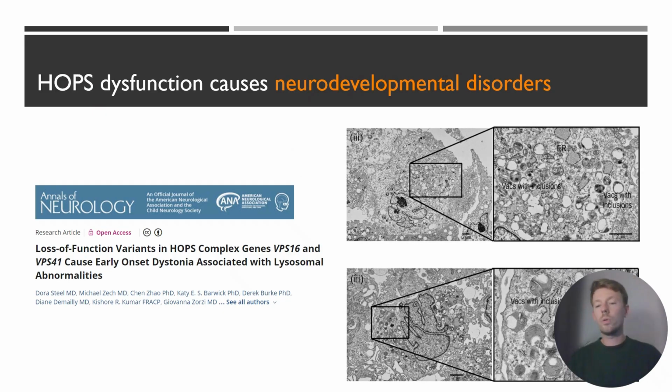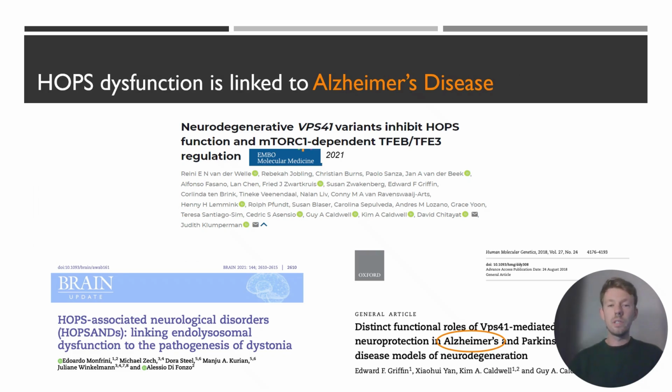And why is it so important to study the HOPS complex in the context of neuronal health? We know from previous studies that mutations in HOPS subunits can actually cause neurodevelopmental disorders. And what we see in these neurodevelopmental disorders is that there are accumulations of endosomes and lysosomes, which is very reminiscent of what we see in Alzheimer patients. Moreover, recently, HOPS dysfunction has also been linked to Alzheimer's disease itself.